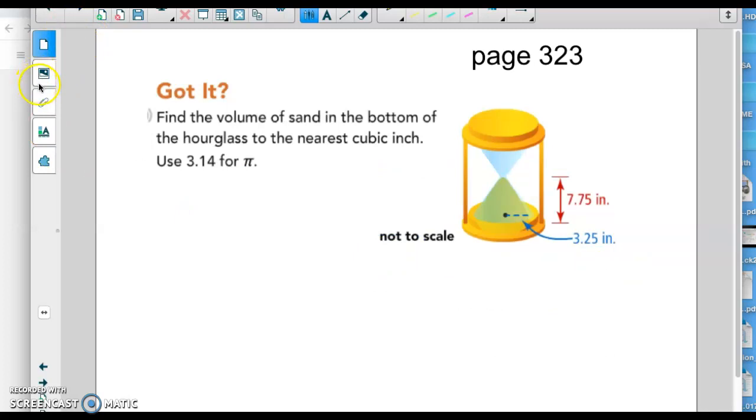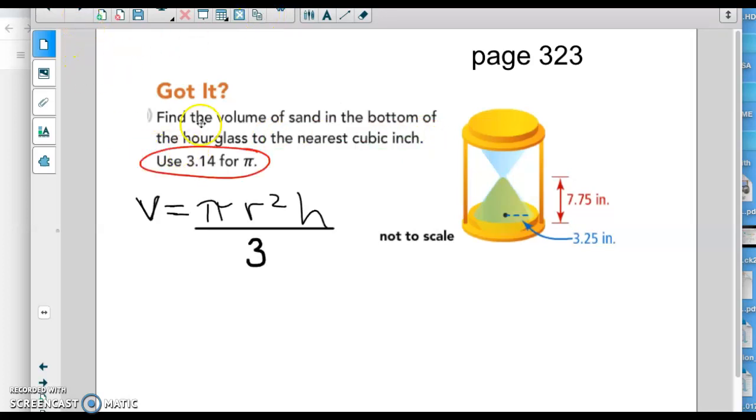Okay, I believe this is the last one. So we're on page 323, short video today. It says find the volume of sand in the bottom of an hourglass to the nearest cubic inch. That hint right there, to the nearest cubic inch, tells us, hey, you're going to get a decimal answer.